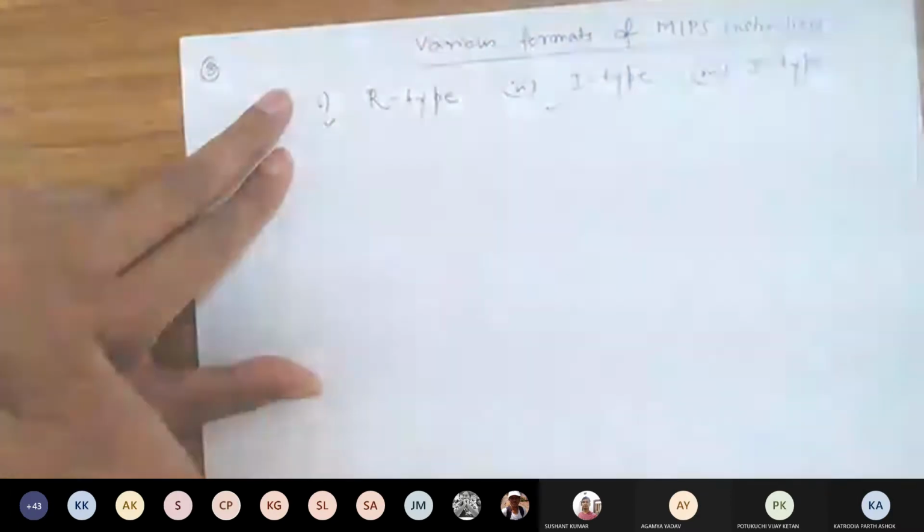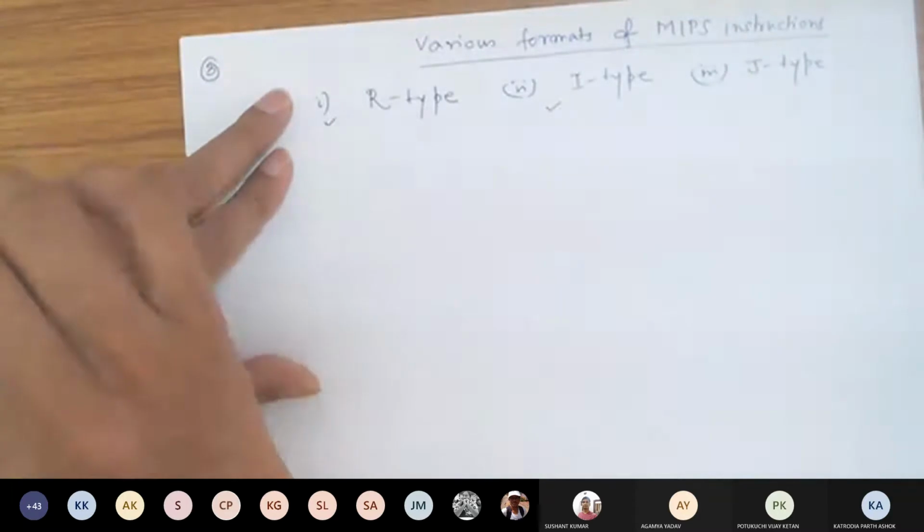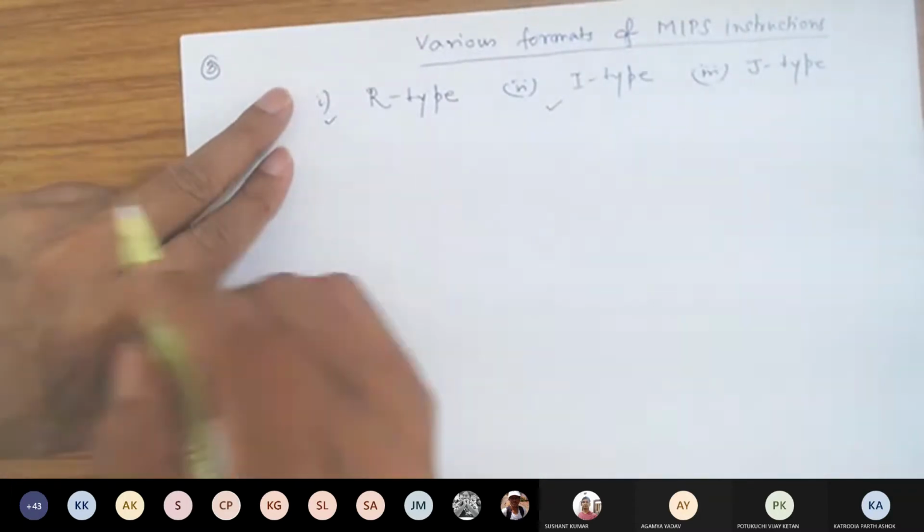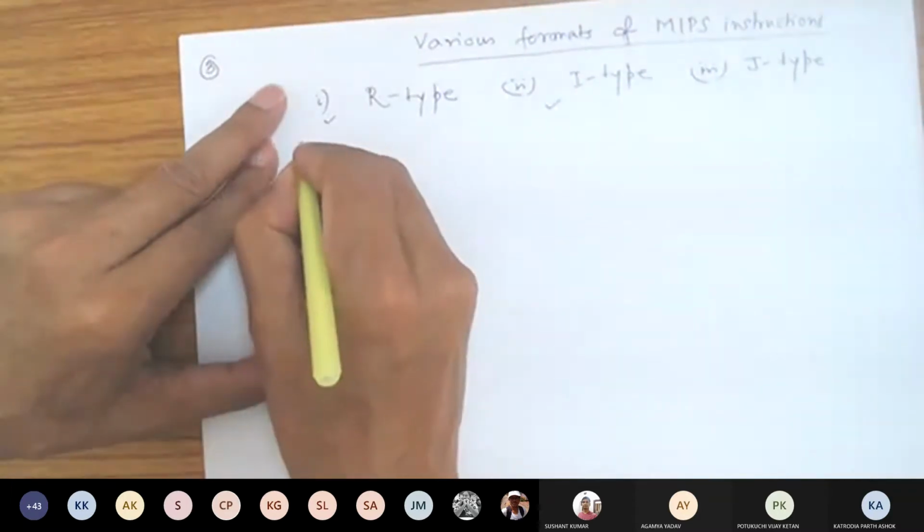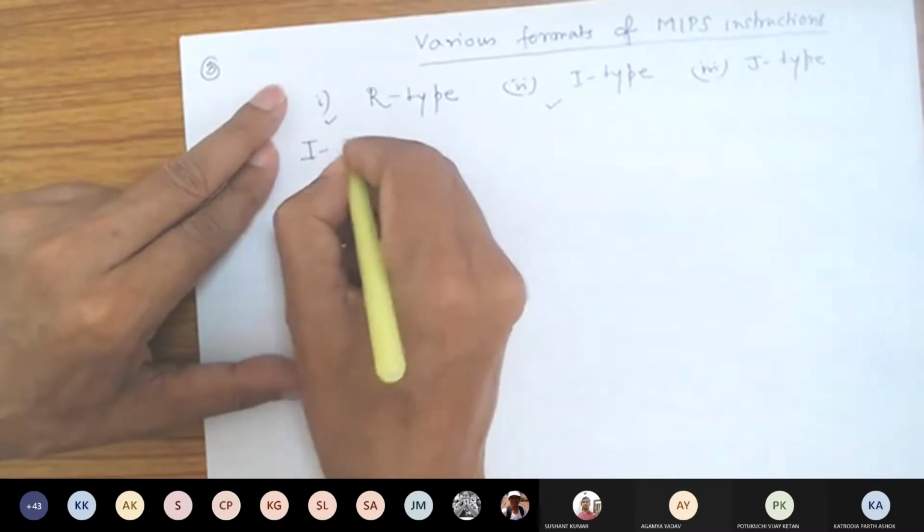Let us first talk about the I type, the immediate type. So we will now initiate with I type.